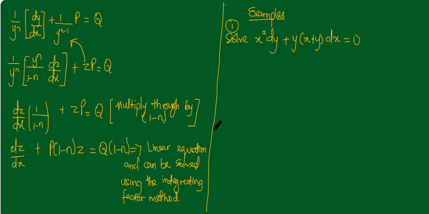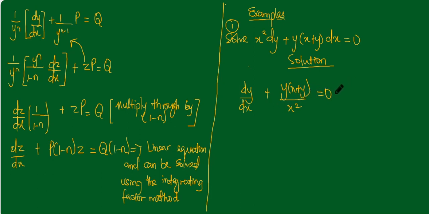Now let's take a look at this first example. We have x^2 dy + y(x + y) dx = 0. So to solve this, the first thing is we have to express it explicitly. So we have our solution. We now have our dy/dx plus y(x + y)/x^2 is equal to 0.